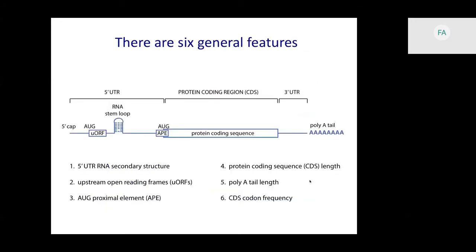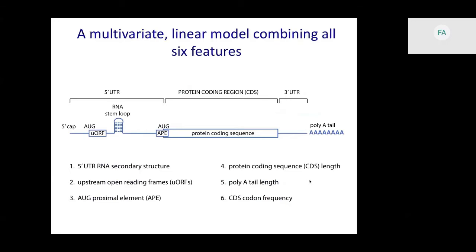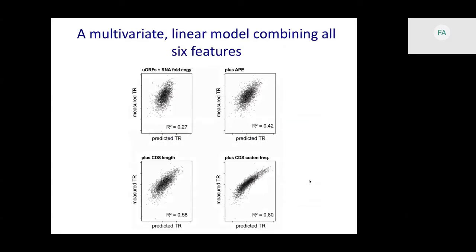We consider there to be 6 general features. I'm listing them here. We've developed linear multivariate models that predict control by these features quite effectively. We assign a score to each mRNA for each of the 6 features. As more features are added to the models, they become more predictive. So, for example, this scatter plot shows that a model using just upstream open reading frames and RNA folding is much less predictive than one that includes all 6 features.